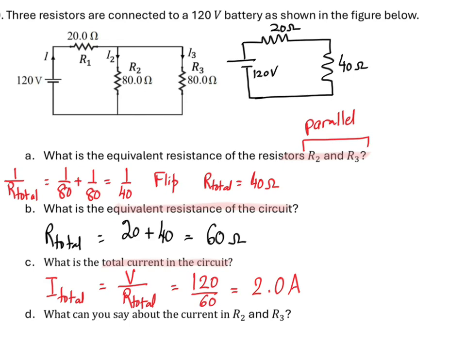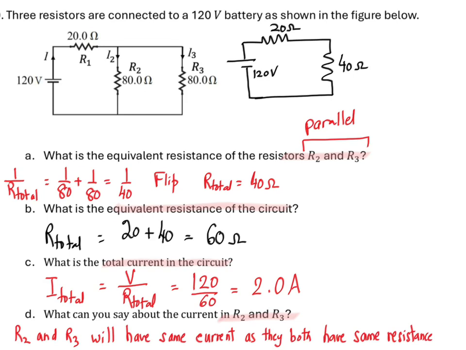Then it's asking us what can you say about the current in R2 and R3. We can see that both R2 and R3, they are connected in parallel and they have the same value of resistance. That means the current in each one of them will be same. So R2 and R3 will have same current as they have same resistance. We know that the total current we found as 2 amperes. So when it reaches the junction, it will split into I2 and I3. But because R2 and R3 have same value of resistance, it will split equally into 1 ampere each. That means that same current will be 1 ampere.